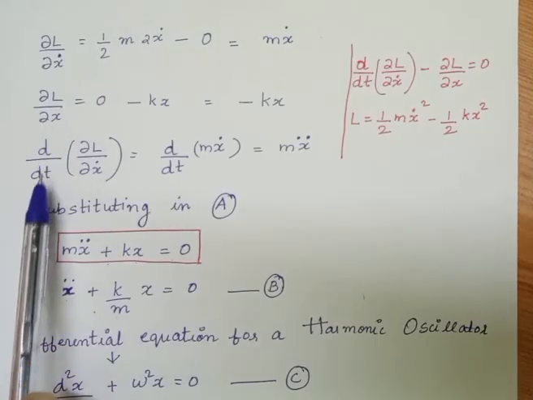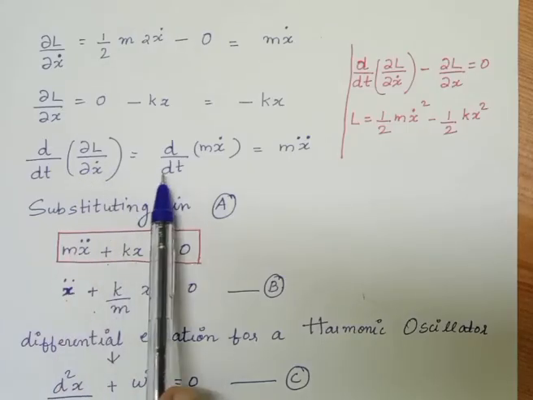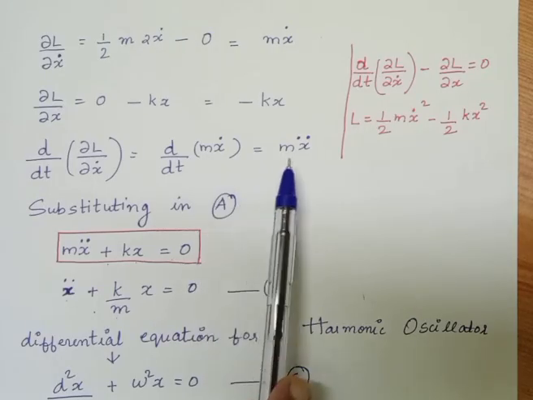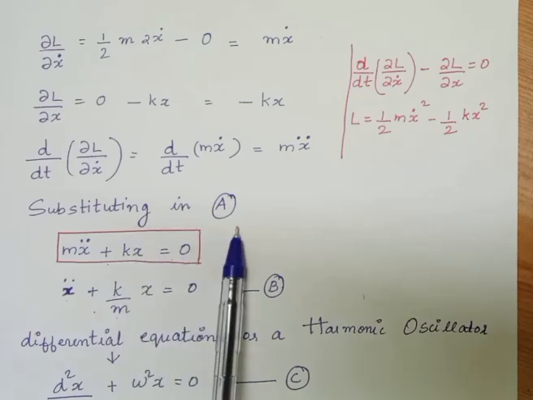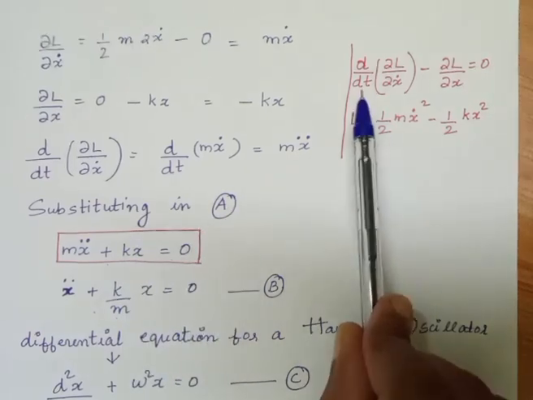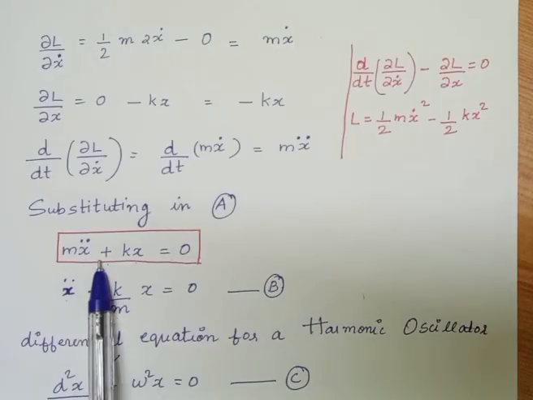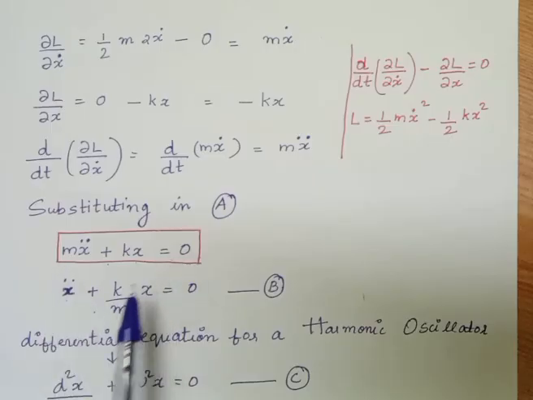At last, d by dt of ∂L by ∂x dot equals d by dt of m x dot, equal to m x double dot. Substituting in A, that is in this equation, we get m x double dot plus kx equal to 0. This equation can also be written as x double dot plus k by m x equal to 0.